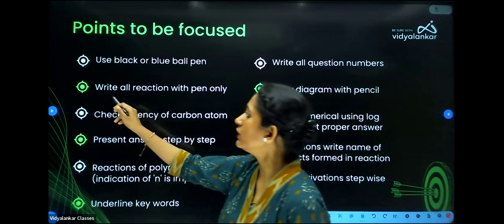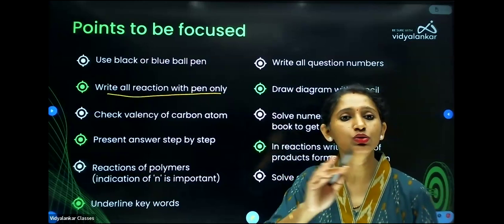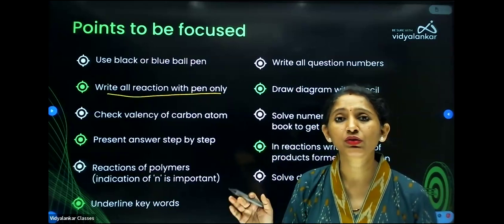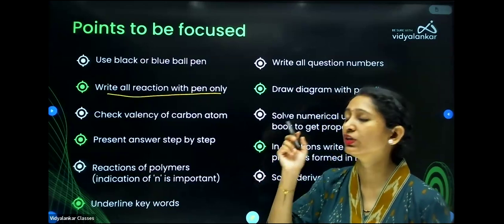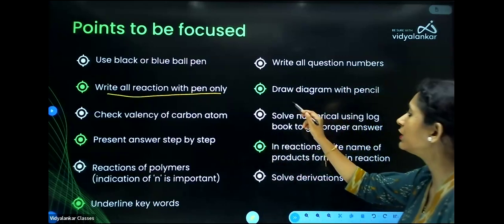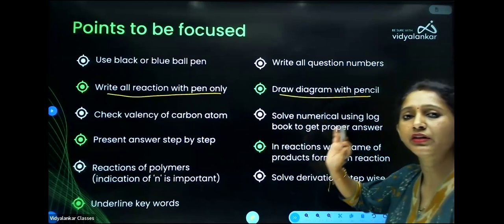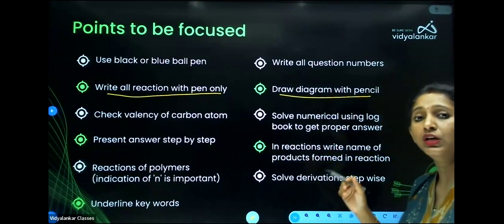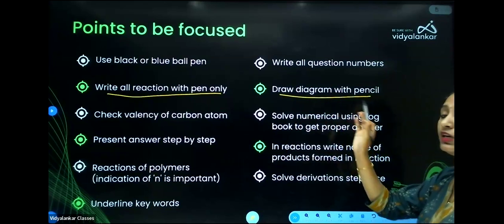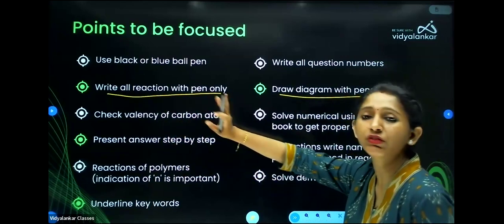Fine. After that, all the reactions of organic chemistry, write with the pen. Do not write any reaction with the pencil. You will not get marks when you write it with the pencil, so writing reactions with the pen is compulsory. If diagrammatical representation is asked, as in the electrochemistry chapter, there you are expected to draw that diagram using pencil only. Do the labeling with pencil only. So pencil is to be used in the case of diagrams only. Do not write any reaction with the pencil, compulsorily with the pen.